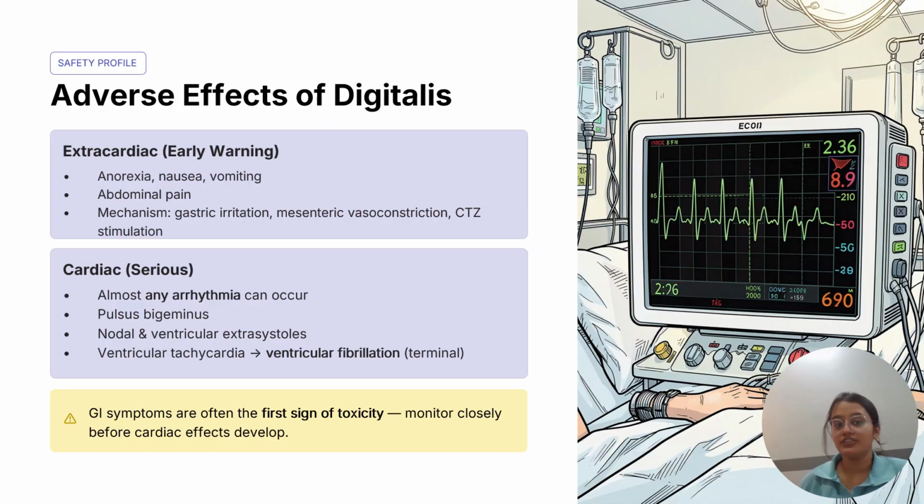Now, adverse effects of Digitalis. Extracardiac early warning signs are anorexia, nausea, vomiting, CTZ stimulation, of course, then abdominal pain, gastric irritation, and mesenteric vasoconstriction. Cardiac effects are serious. Almost any arrhythmia can occur, including pulsus bigeminus, nodal and ventricular extrasystoles, ventricular tachycardia, and ventricular fibrillation also. GI symptoms are often the first sign of toxicity. Monitor closely before the cardiac effects occur.